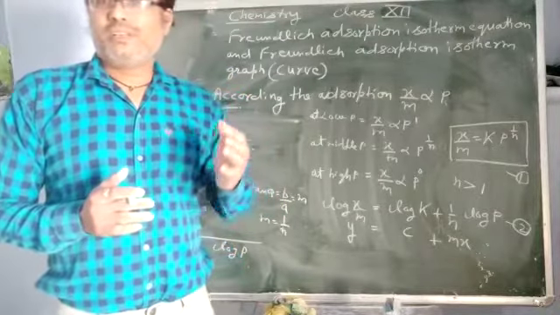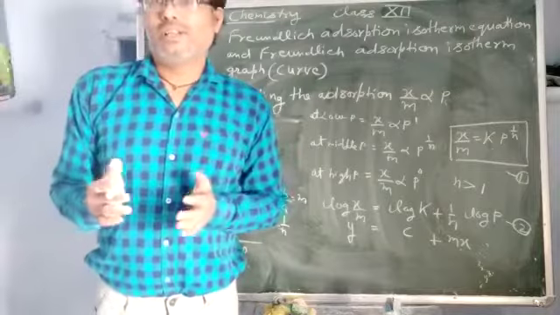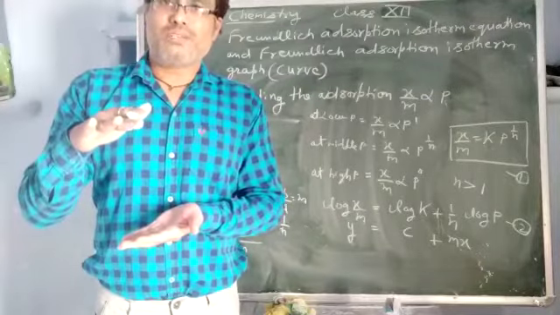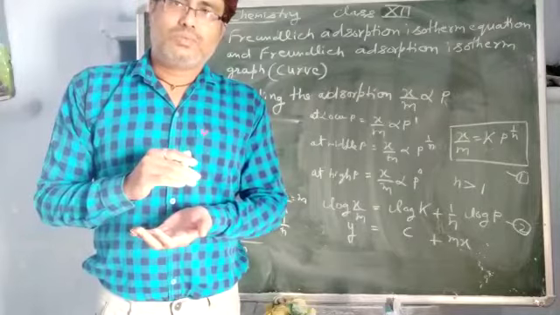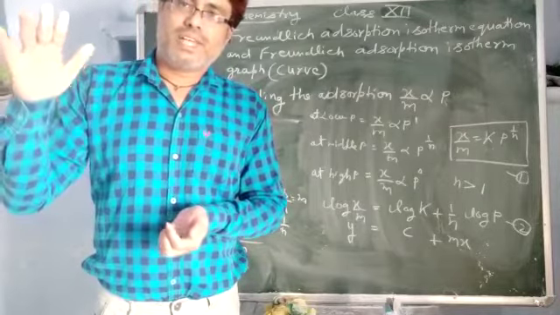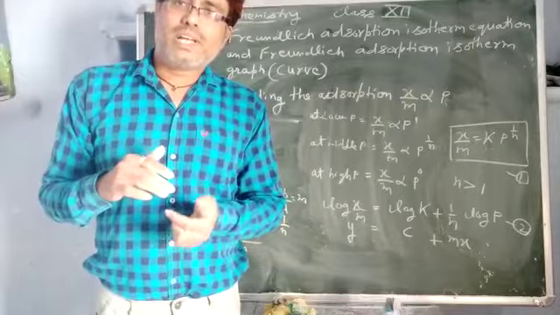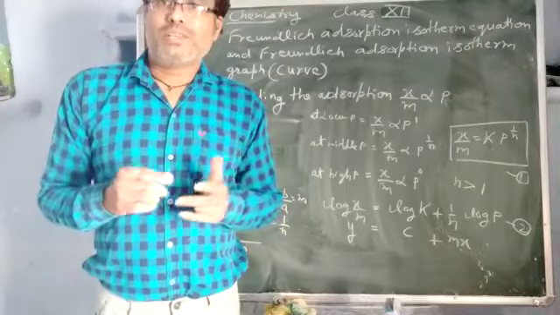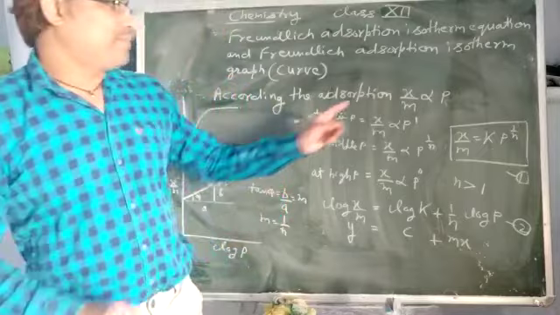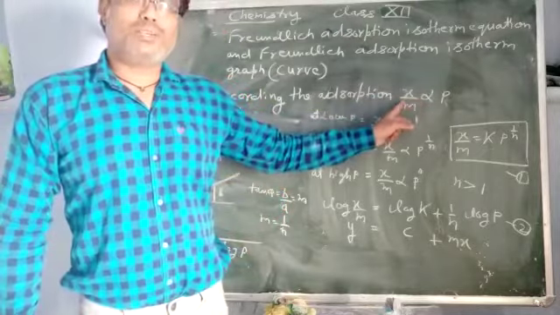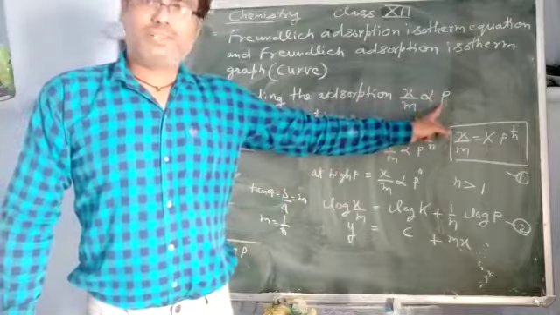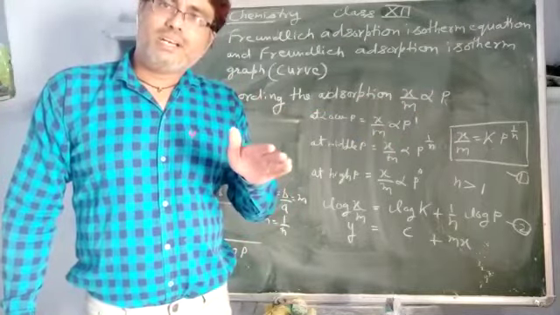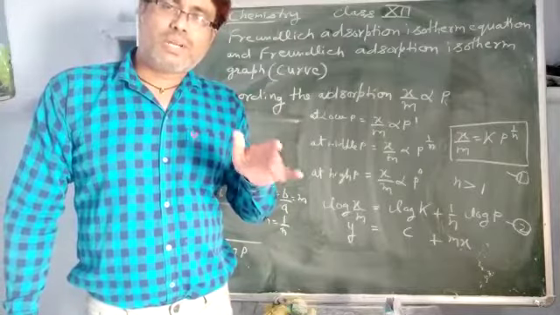So actually, Freundlich told that suppose we have a gas above the surface of an adsorbent. If we increase the pressure of the gas, there is an increase in the rate of adsorption. The rate of adsorption is represented by X by M, where X by M is the rate of adsorption and P is pressure. So according to Freundlich, as we increase the pressure of the gas, the rate of adsorption also increases.